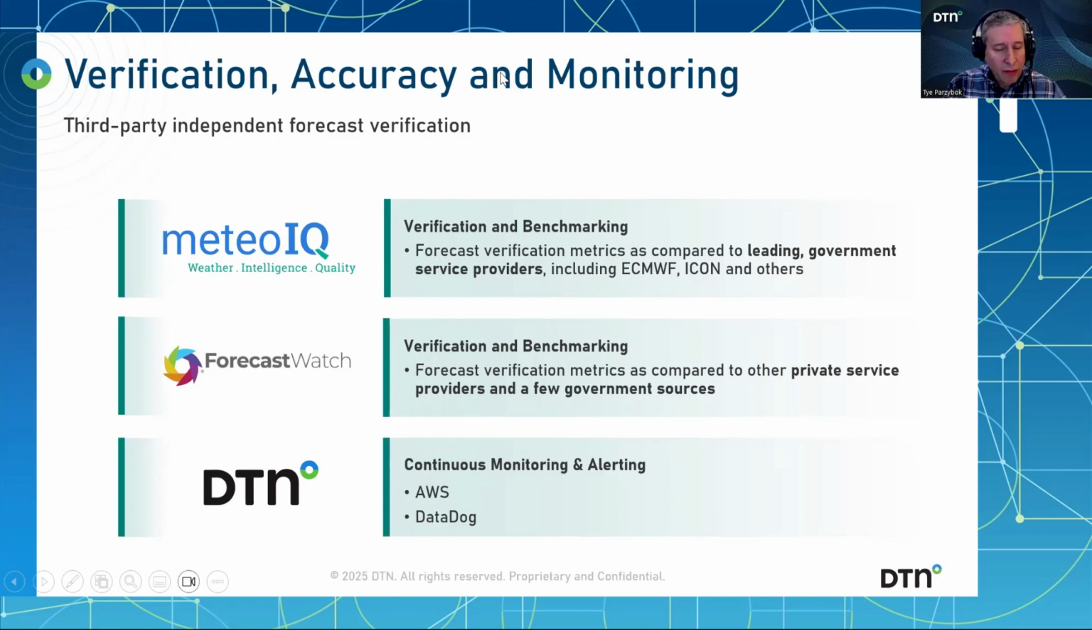I can't share all of that information with you, it's proprietary, but we have access so we can see how we stack up internally to other private weather companies. And so we're always watching this and making sure that we're staying ahead of the game. And then, of course, internally, we have a number of tools. Amazon Web Services and Datadog are some internal tools that we use for continuous monitoring and alerting of not only the system performance, but also its integrity.